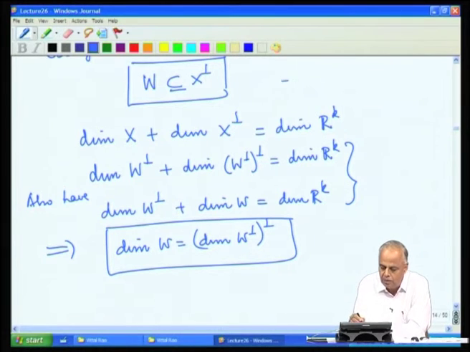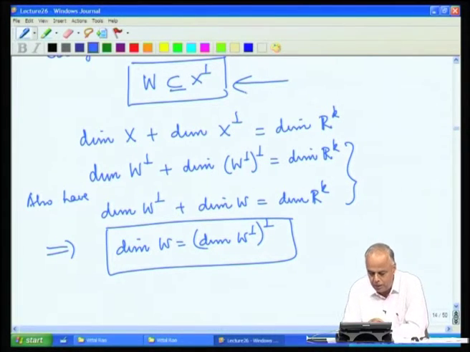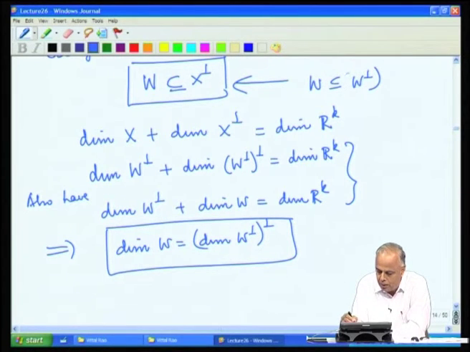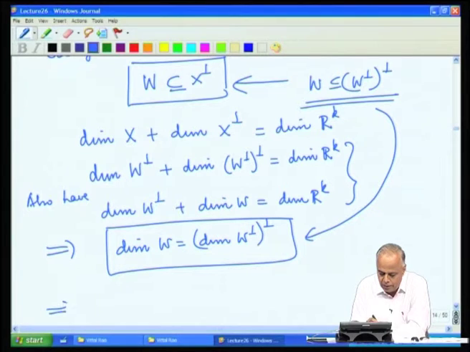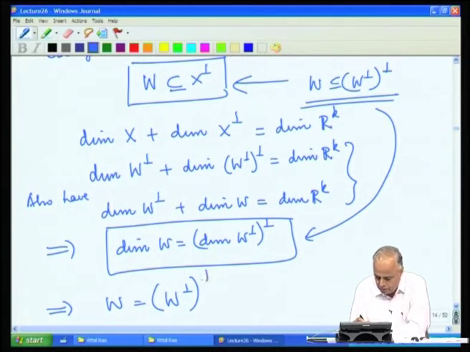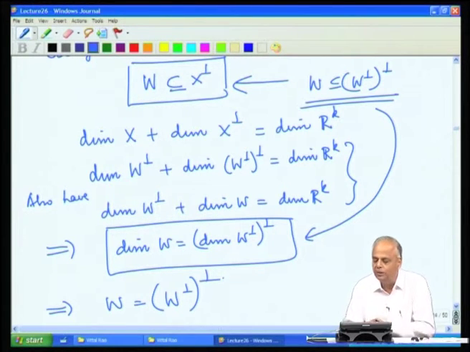Now, W is contained in X perp. X perp is nothing but W perp. So, W is contained in W perp, but its dimension is the same as W perp. So, the two together say W equals W perp. So, the second perp is the original space.